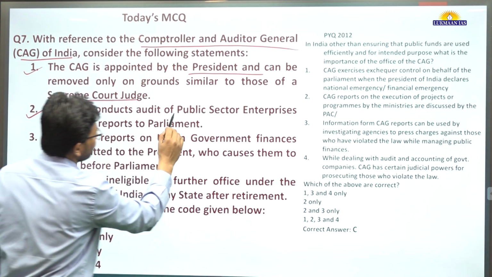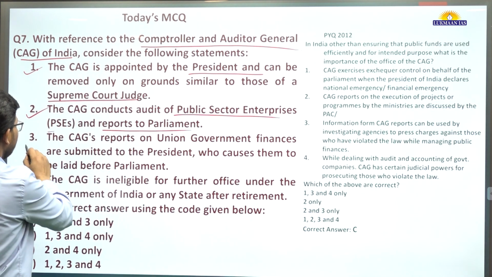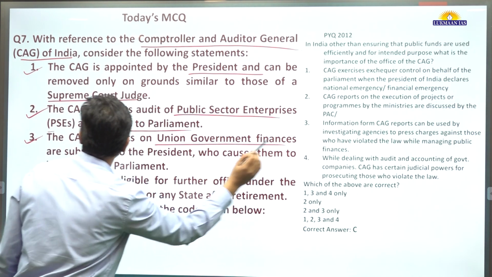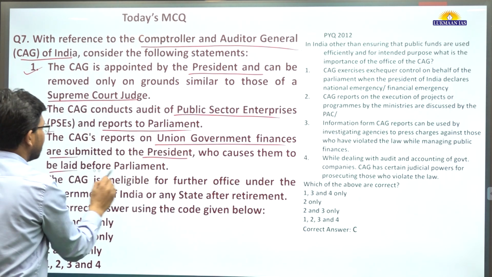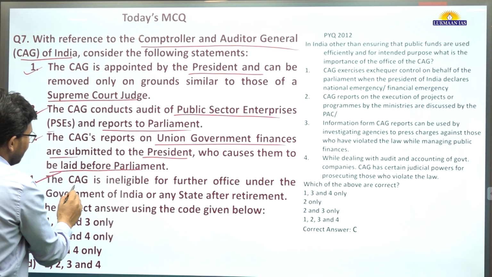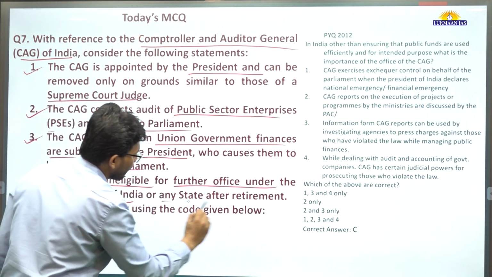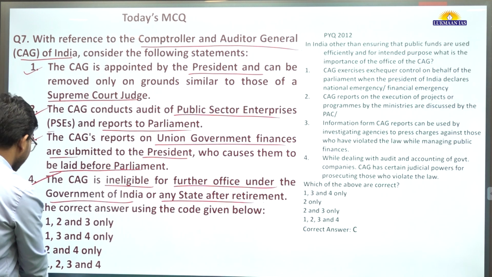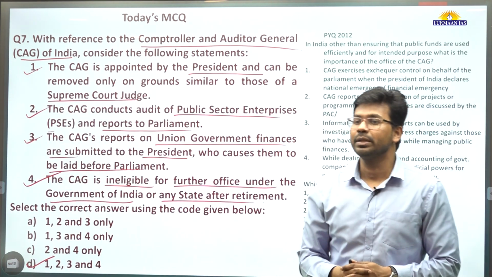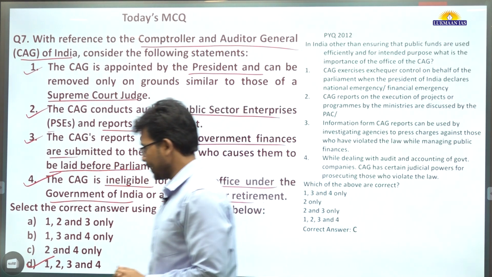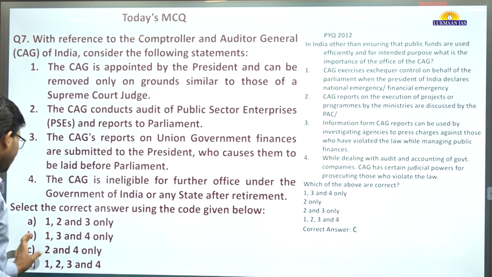CAG conducts audit of public sector enterprises and reports to the Parliament. This is also right. CAG reports on the Union government finances are submitted to the President, who causes them to be laid before the Parliament. This is also right. CAG is ineligible for further office under the Government of India or any state after retirement. All the 4 statements are right. These statements are related to the Comptroller and Auditor General of India. So basically, why are we reading about the Comptroller and Auditor General of India?